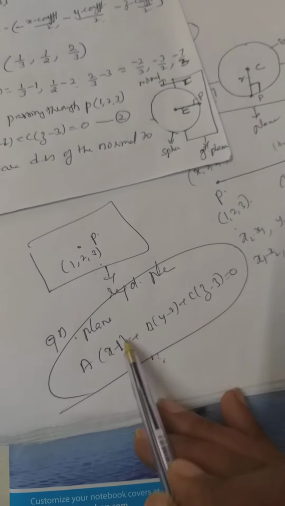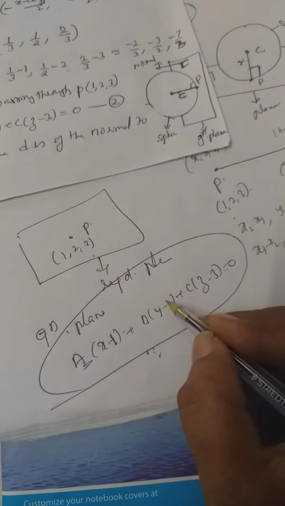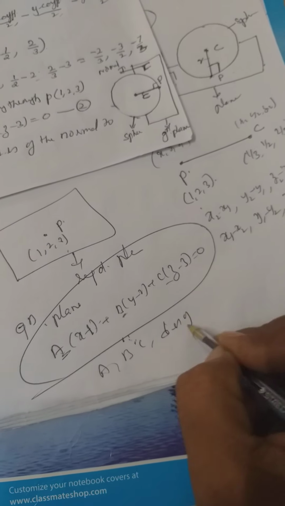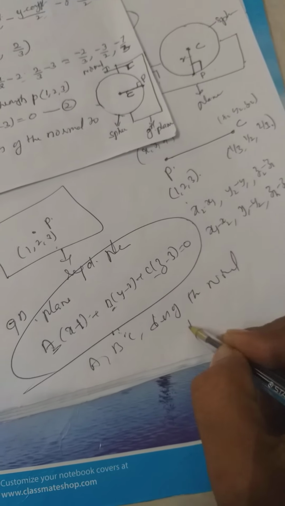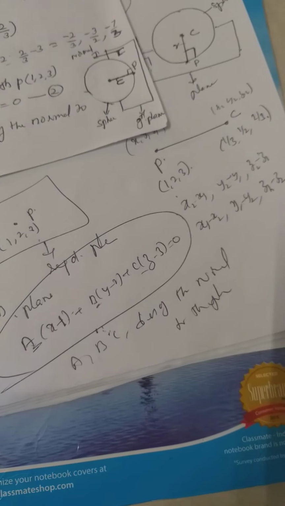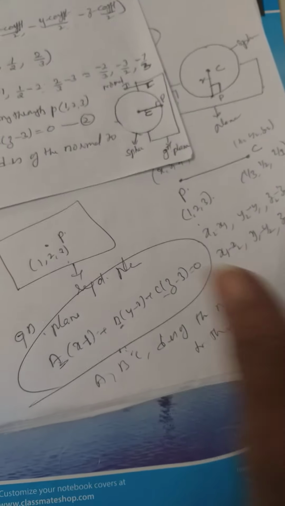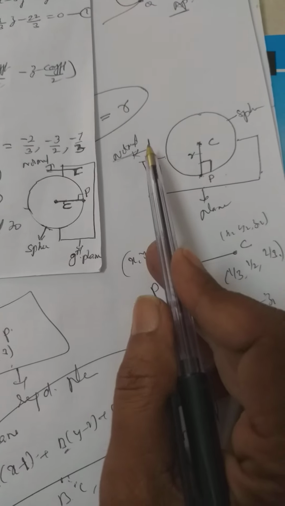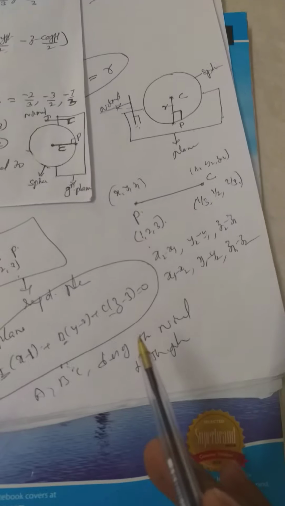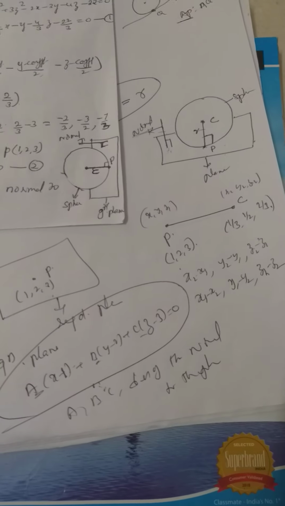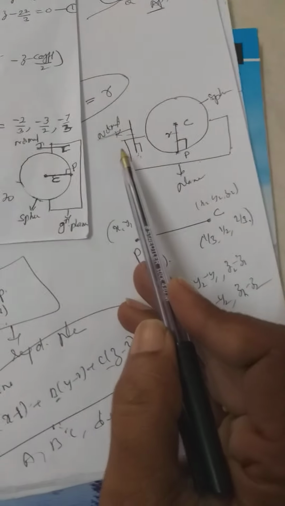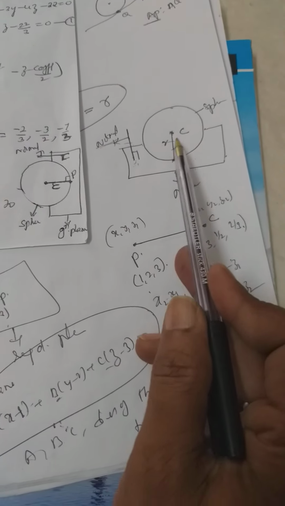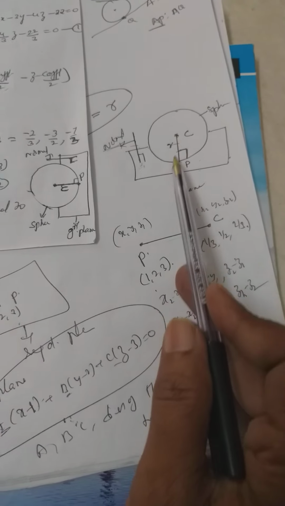Right? Remember, this is the standard formula. Now, what are a, b, c? a, b, c are the direction ratios of the normal to the plane. Now, see from this diagram, the direction ratios of this normal to the plane are a, b, c. We don't know a, b, c, but from the figure this normal is parallel to the line CP. We know the direction ratios of the line CP.